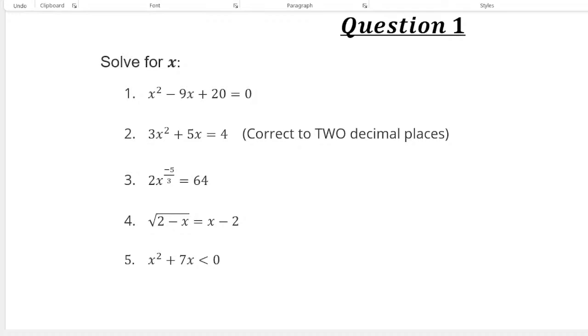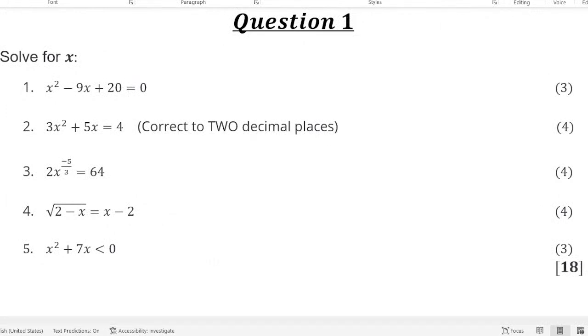I'm also showing you the marks, how much each question is worth. Number 1 is 3 marks because it's easy. Number 2, it's 4 marks. Number 3, 4 marks. Number 4, 4 marks. And the last one is 3 marks. So the total mark here is 18 marks.